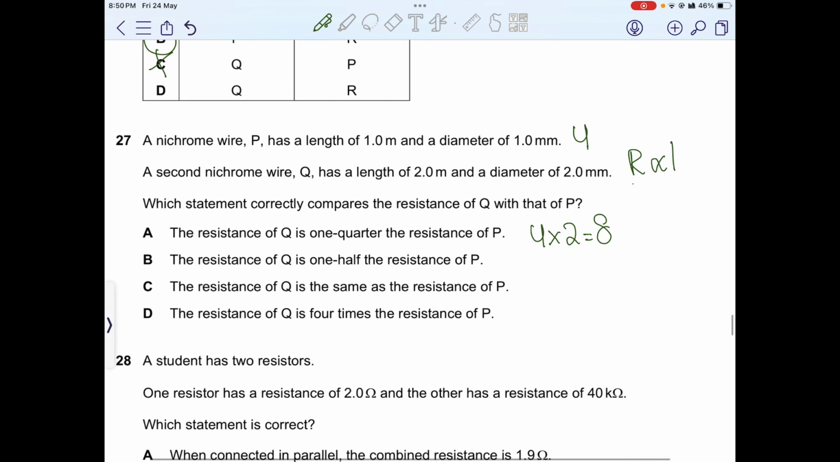But also the resistance is inversely proportional to the cross-sectional area. So when you double the diameter, the cross-sectional area increases by a factor of 4. Basically you have doubled the diameter, so the resistance would decrease by 2 squared, which is 4. So 8 divided by 4 is 2. Now if you compare 4 and 2, you see that it's half. So the answer would be 27B, the resistance of Q is 1/2 the resistance of P.